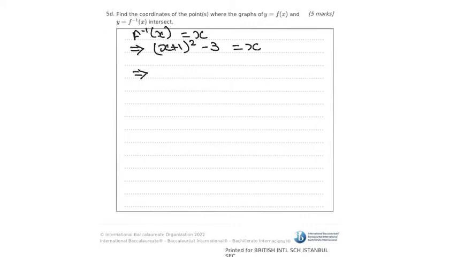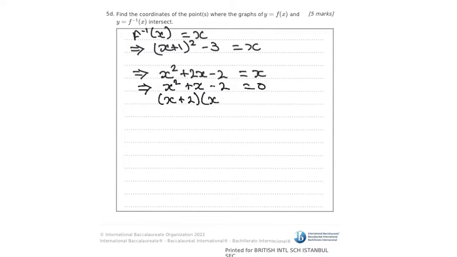Therefore, expand the left-hand side. You get x squared + 2x - 2 equals x. Therefore, x squared + x - 2 equals 0. Factorize the left-hand side. You get (x + 2)(x - 1) equals 0. Therefore, x equals -2 or x equals 1.